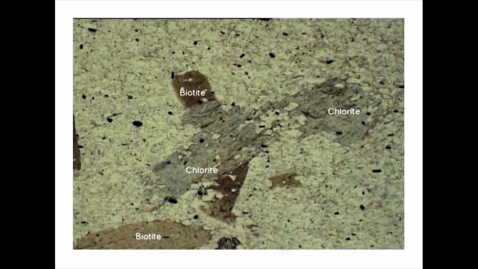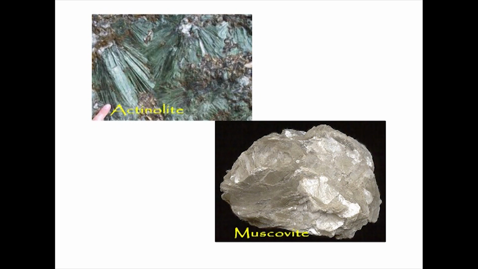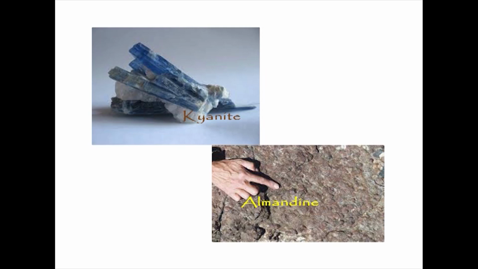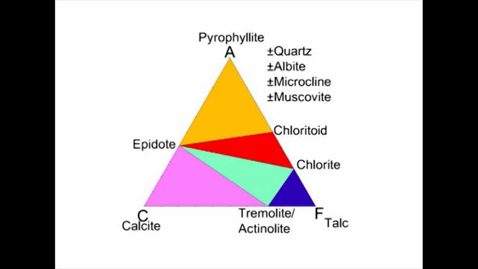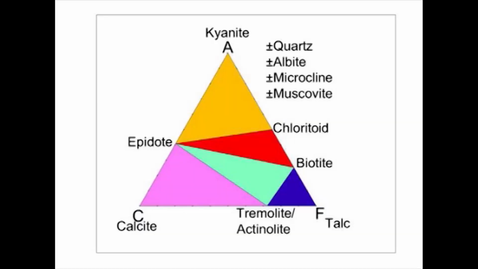Furthermore, chlorite in the presence of quartz and muscovite; other diagnostic minerals are micas, muscovite and biotite, microcline, pyrophyllite, kyanite, garnet, and hornblende, etc. Mafic or basic assemblages in the chlorite zone: we can observe the following basic assemblages with the help of an ACF diagram. Assemblage 1, albite plus epidote plus chlorite plus actinolite or tremolite, plus or minus quartz. Second, basic assemblages in the biotite zone: there is no major change in basic or mafic assemblages during the biotite zone of the greenschist facies.